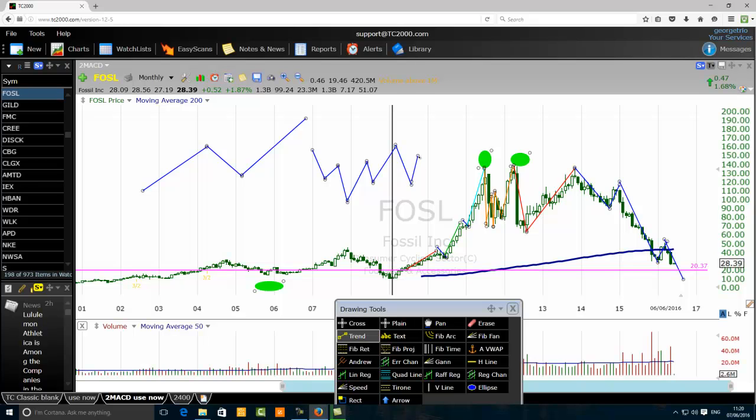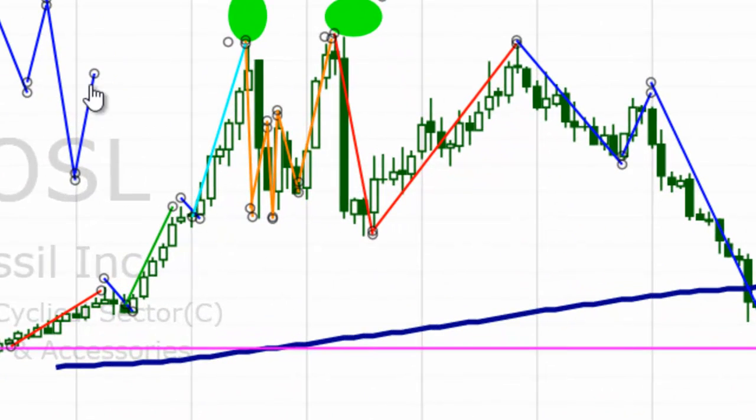All right. So 1, 2, 3, 4, 5 down. This is not an impulsive wave, so the waves can overlap each other. It doesn't matter, because it's a corrective pattern. Something like that. So you see 1, 2, 3, 1, 2, 3, double retracement, followed by 1, 2, 3, 4, 5 down. Alright? It's a pattern.